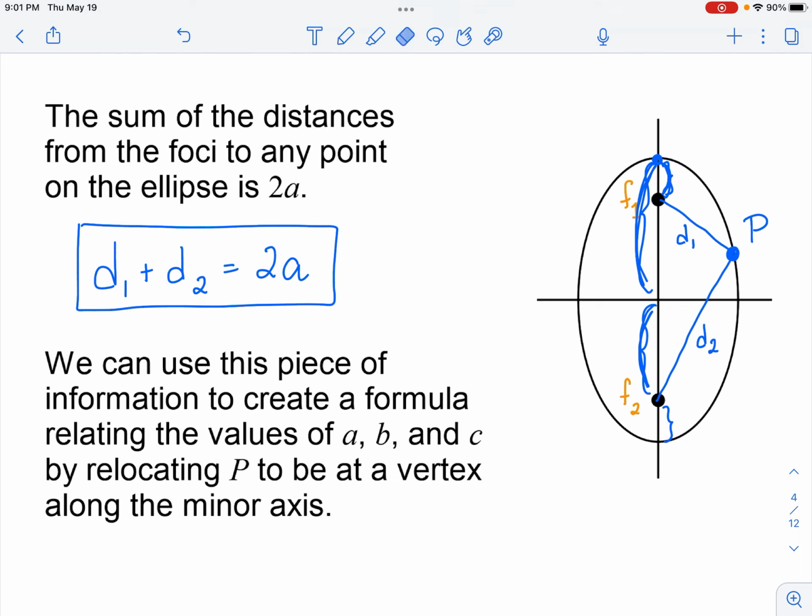Let me get rid of all these extra scribbles that I have here. Now we can use this information to generate a formula to figure out the relationship between the values of A, B, and C. We're going to do this by relocating point P to be at a vertex along the minor axis, just to make the computations a little bit easier. You'll see how this formula comes to be in the next video. I'll catch you there.